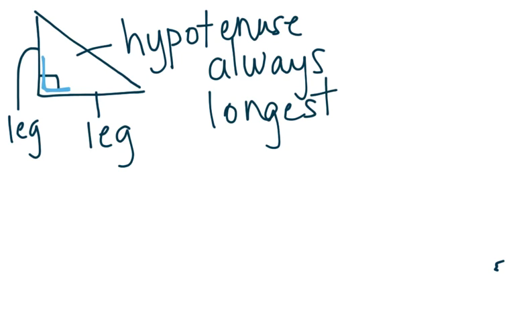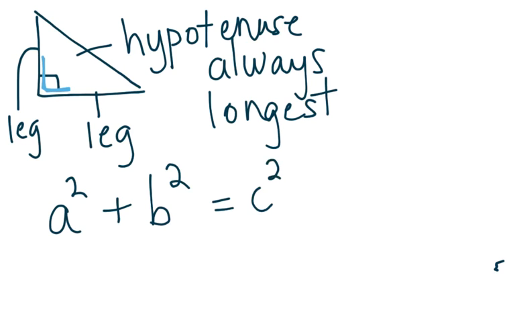The Pythagorean theorem says that if we use a squared plus b squared, it will equal c squared. Well, just where are those things? One leg is always a, one leg is b. You can interchange a and b, it does not matter. But the hypotenuse is always c.